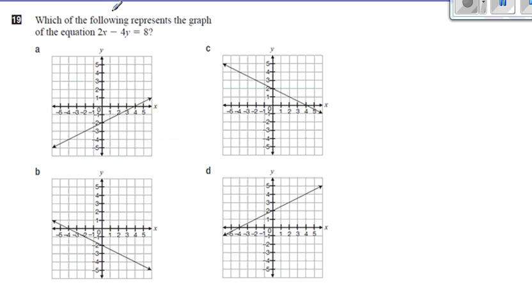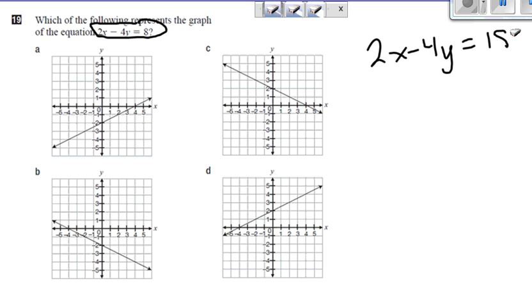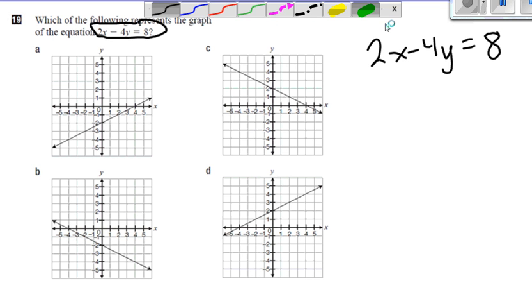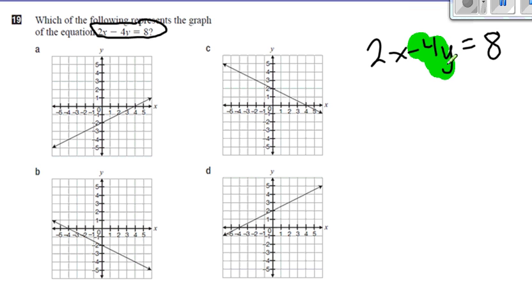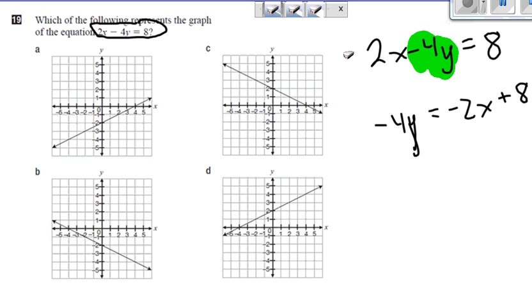Which of these graphs represents this equation? I'm going to take this equation and rearrange it and then look at the graphs. It's in what I call standard form, so I have x and y on the left and I have the constant term on the right. The first thing is I need to isolate the entire y term. So I'm going to isolate negative 4y, which means I need to subtract 2x on both sides of the equation. Now the plus 8 doesn't go anywhere. It's still plus 8. It just had to make room for the 2x.